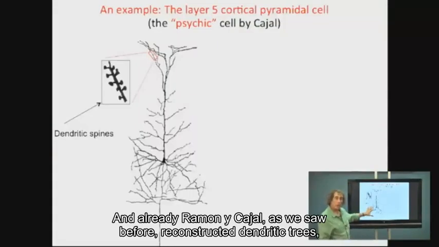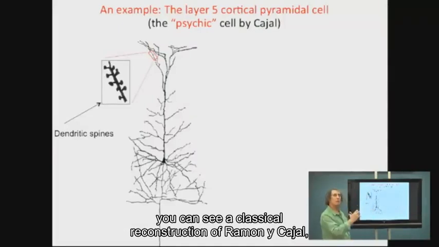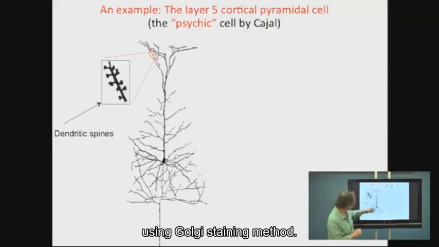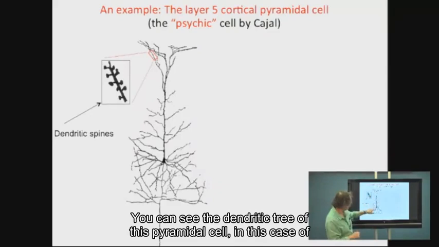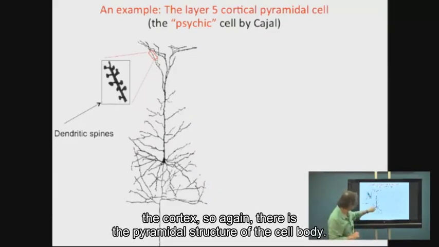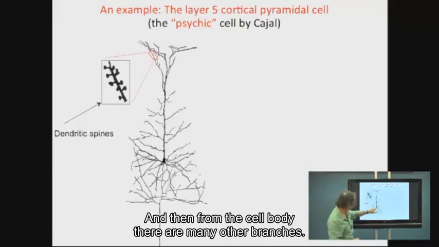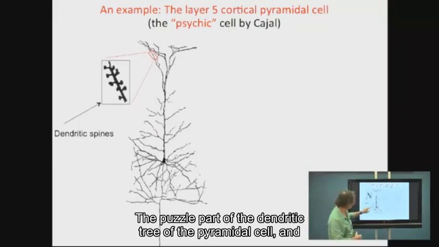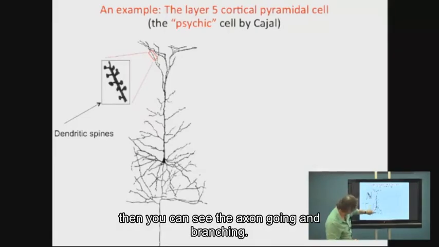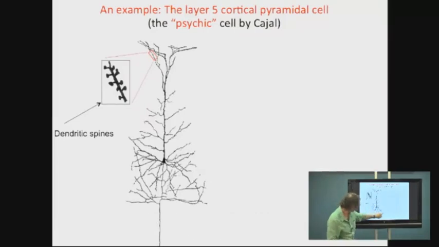And already Ramon y Cajal, as we saw before, reconstructed dendritic trees. You can see a classical reconstruction of Ramon y Cajal using Golgi staining method. You can see the dendritic tree of this pyramidal cell, in this case of the cortex. So again, there is the pyramidal structure of the cell body. There is this dendritic tree. We call it the apical part. And then from the cell body, there are many other branches, the basal part of the dendritic tree of the pyramidal cell, and then you can see the axon going and branching.